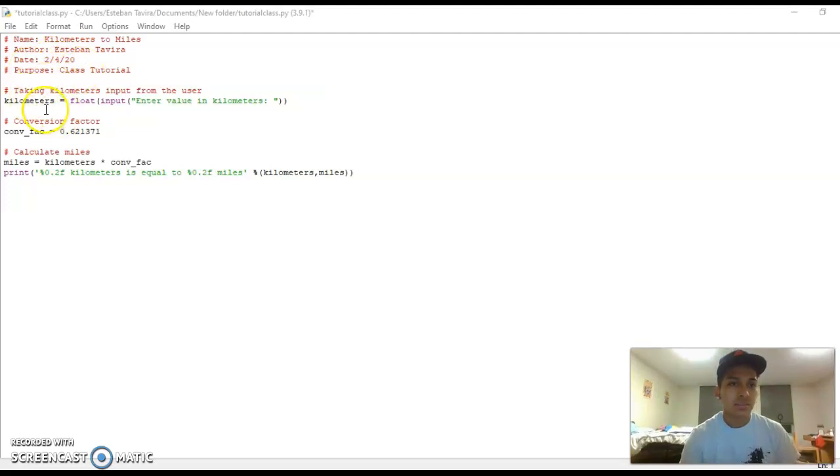So then I decided to display my message. My first message is enter kilometers. So whichever amount of kilometers you're trying to enter, boom, you put them down.